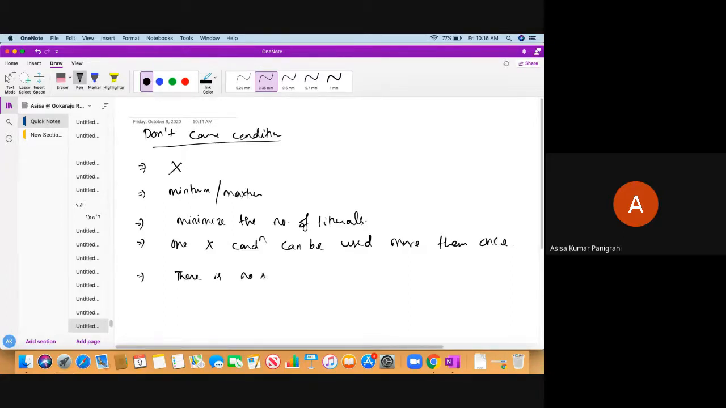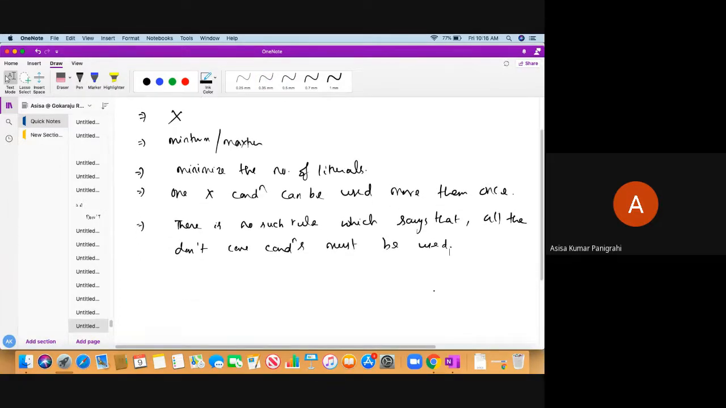There is no such rule which says that all the don't care conditions must be used. Means if there are certain don't care conditions for the min terms and max terms given in the question, it's not a rule that you have to use all of them for the simplification. Some of them you can leave out, because as I told you, don't cares will be used if they give a minimum number of literals.